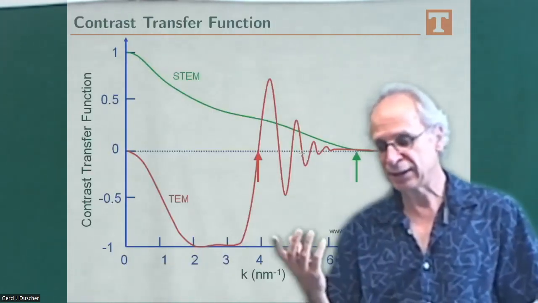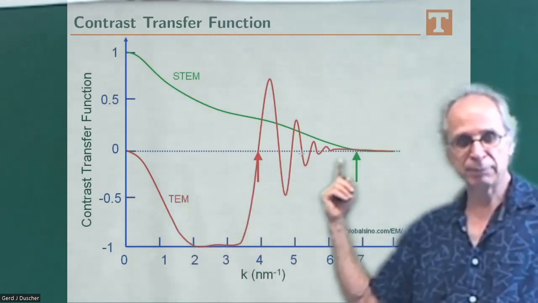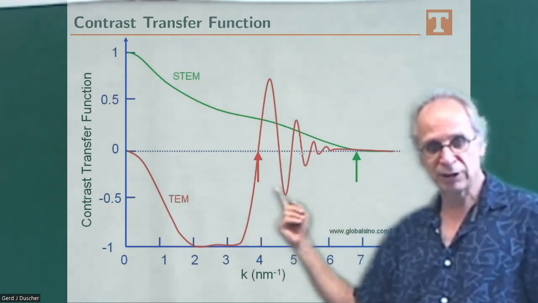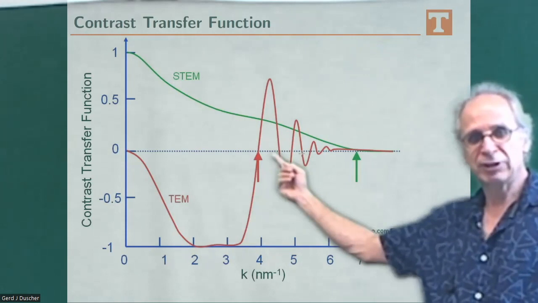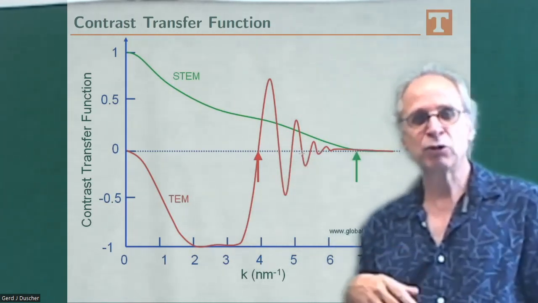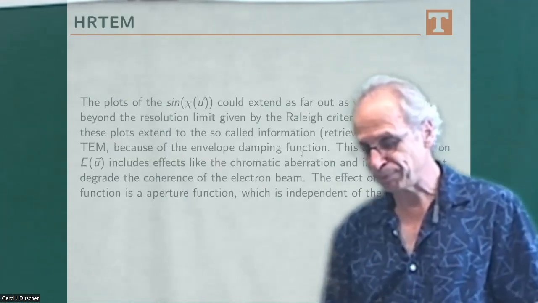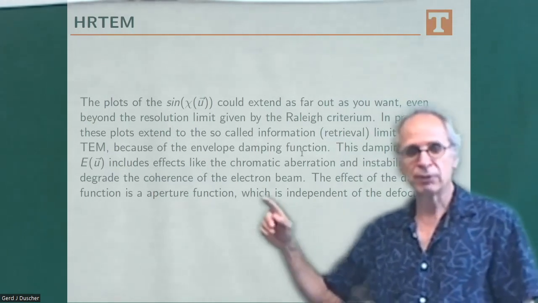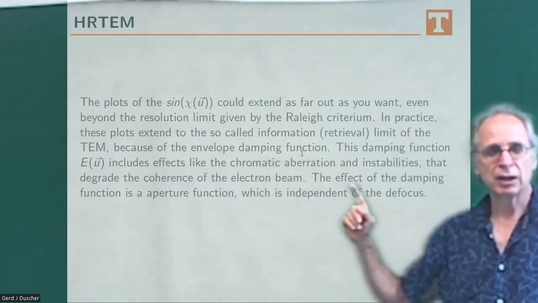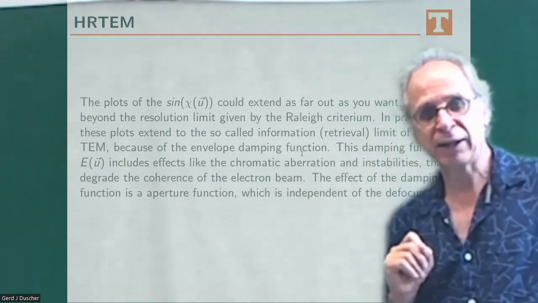So that is the key, the sign of the key. You see these oscillations obviously die down. Obviously the STEM information is dying down. That is due to the dampening functions, and so we will want to talk about that as well. So there are the so-called envelope functions. It also includes aberrations, something like the chromatic aberration.